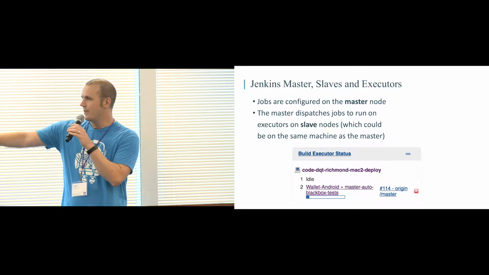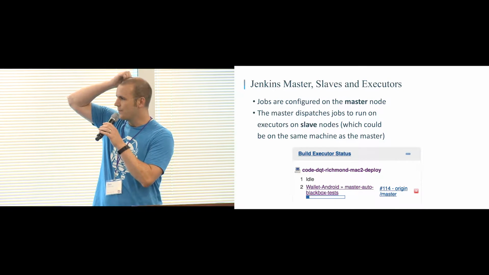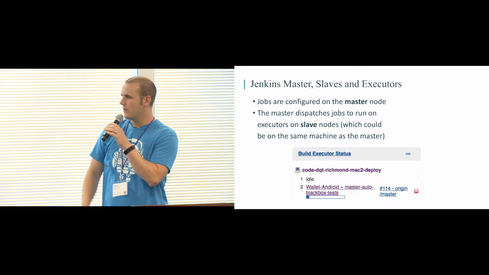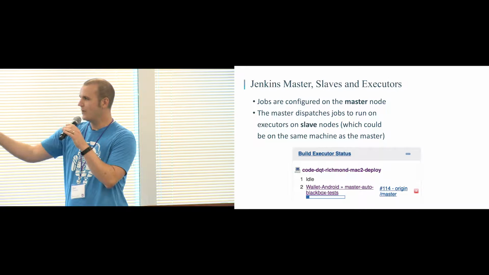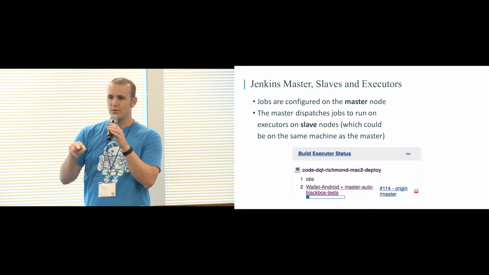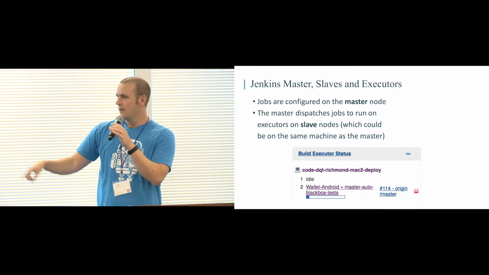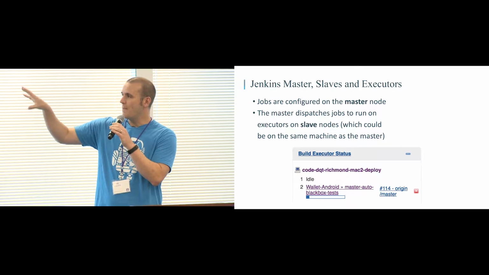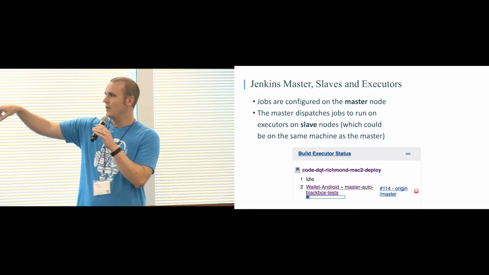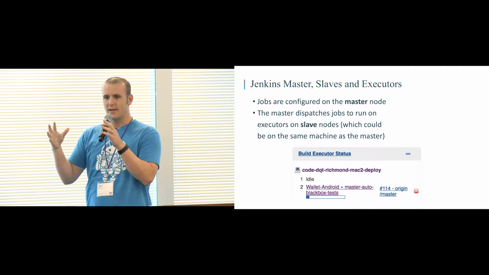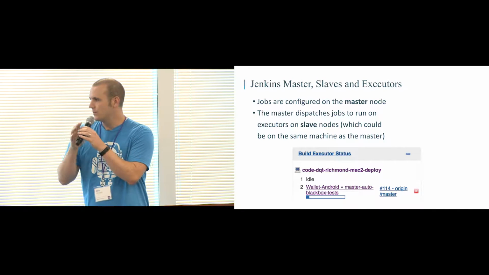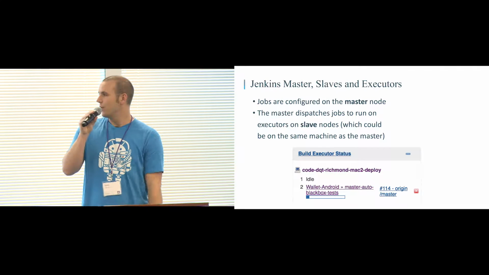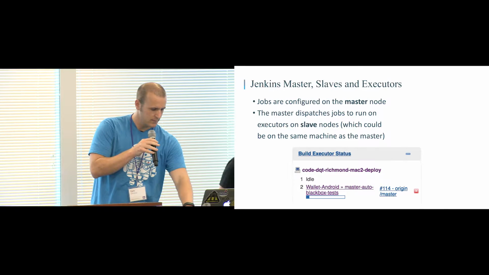For the example here, these are our black box tests, Espresso tests, that are running. In this case, we have one slave, the Mac2, and we have two executors on it, which means it can run two jobs in parallel on that slave. On the main master Jenkins instance, we can view the progress of all of this, because that's kind of like the control center. And we can see that one executor is being taken up by our 114th build of that.